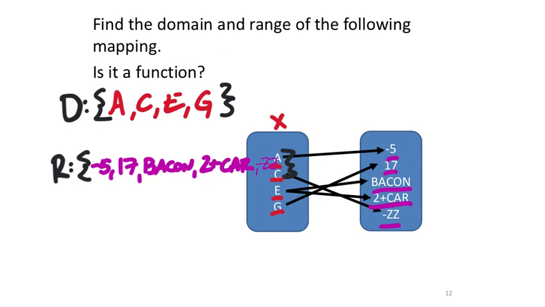And finally on this one, is this a function? Going back to the mapping, we're just looking for any of these x values that have 2 arrows coming out. There's the y column, by the way. And there is, E right here, it points to bacon and also 2 plus car. So just from this double arrow coming out of the E, this is not a function.